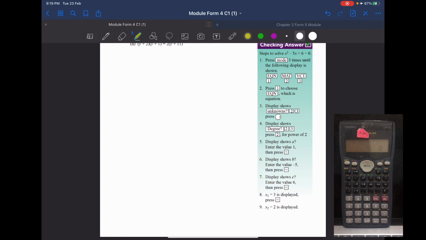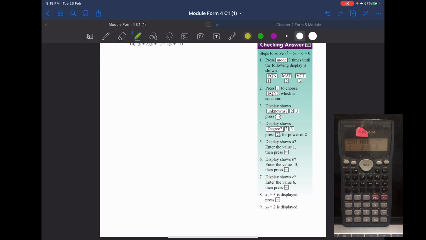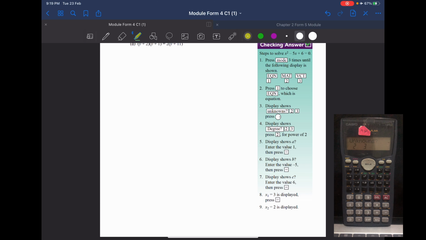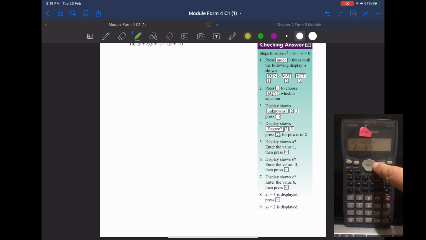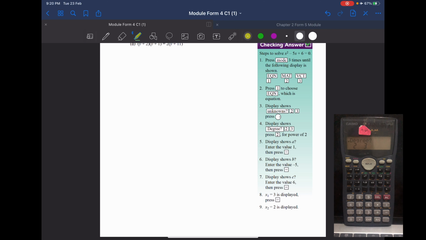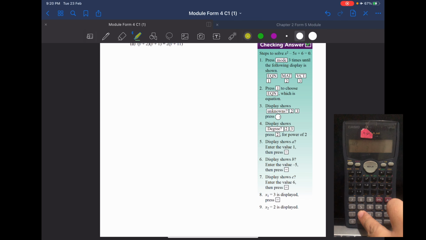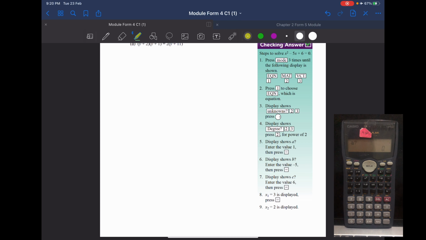how to solve your quadratic equation. First, press mode 3 times. Tekan mode 3 times, 1, 2, 3, sampai keluar EQN. EQN stands for equation. So tekan 1. So keluar unknowns. Kita tak nak unknowns, kita nak degree. So tekan button ke kanan, and then keluar degree 2 and 3. Kita tahu quadratic equation degree tertinggi adalah 2. So tekan 2.